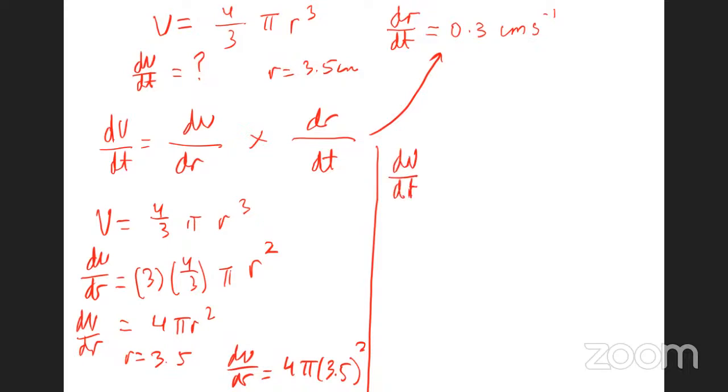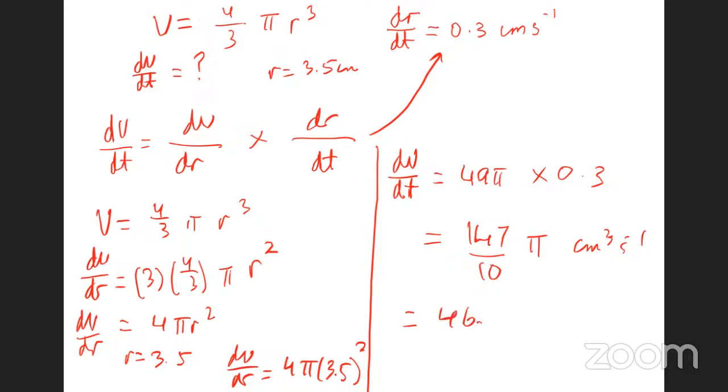So dV/dt is equal to dV/dr, which is 49π, multiplied by the rate, which is 147/10π centimeters cubed per second. What's the actual value? Some people sent the actual value: 46.18.